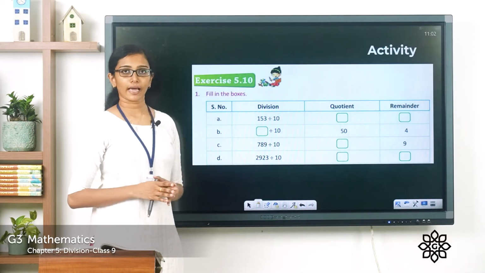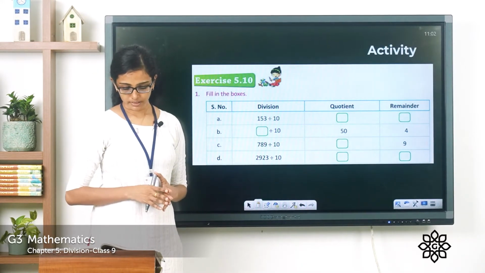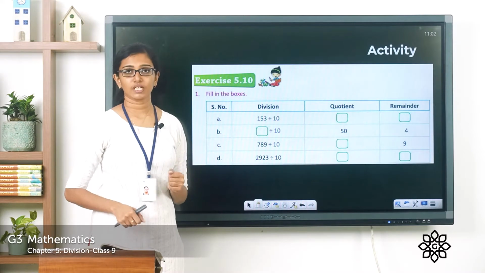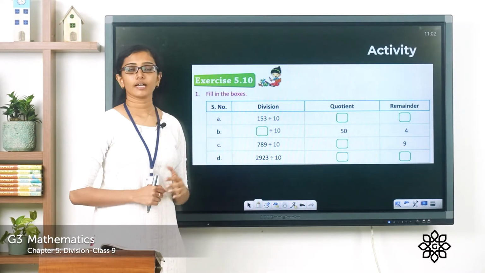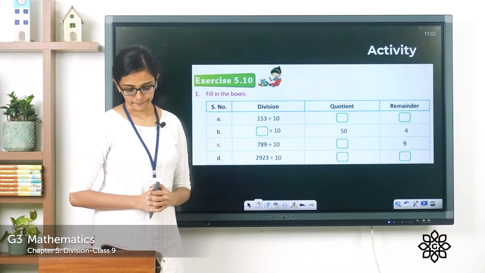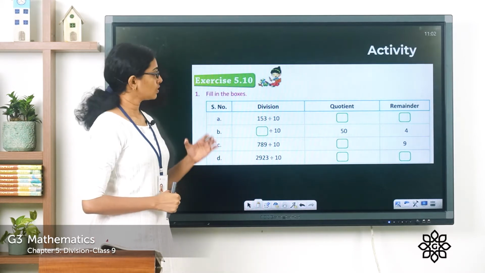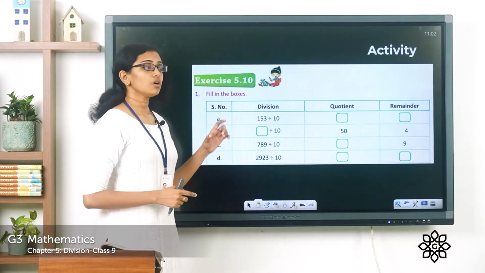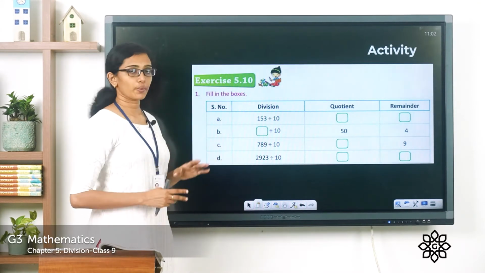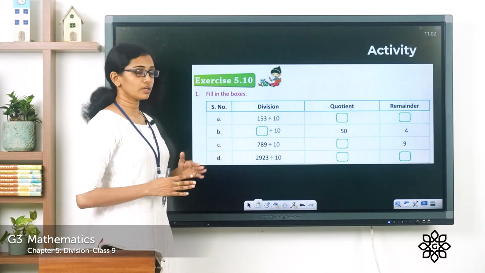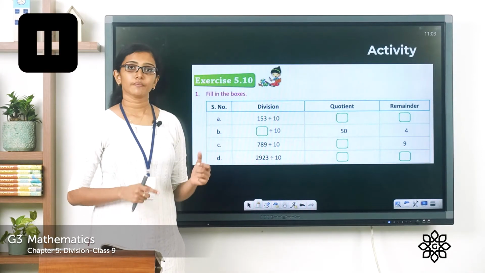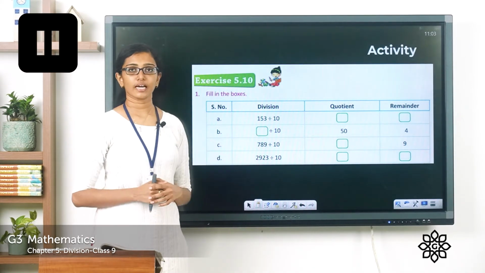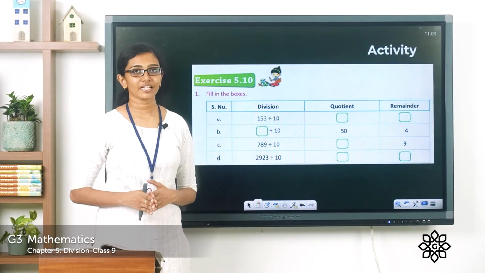Now, we'll do one activity. Please open your textbook and on page number 78, you can see the exercise 5.10. Now, there are a few questions given there. So, as an activity now, you have to complete the first 4 questions, questions A to D in your textbook. You can pause the video, finish this activity and come back. Hope you are done with that activity.